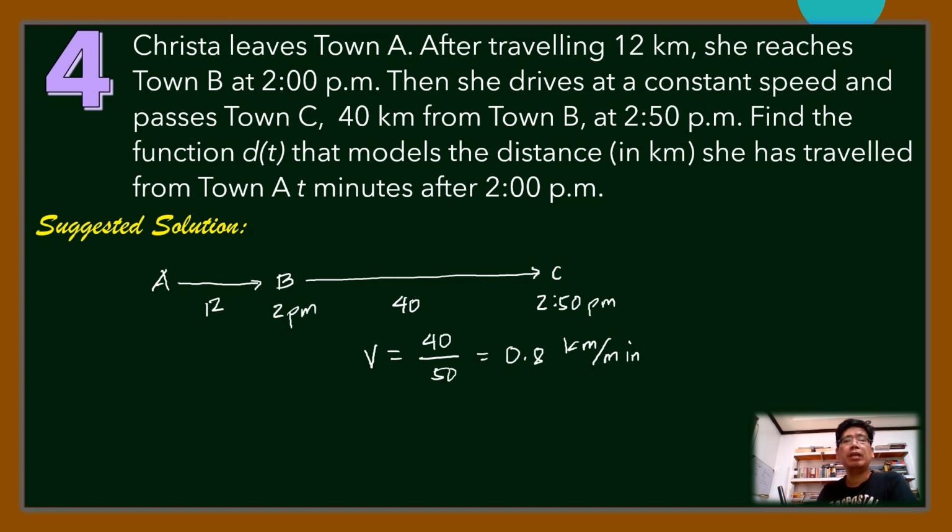Hence, from town A, the function d of t is equal to 0.8 times t, where t is the time in minutes, plus 12 kilometers. That's the distance from town A to town B.